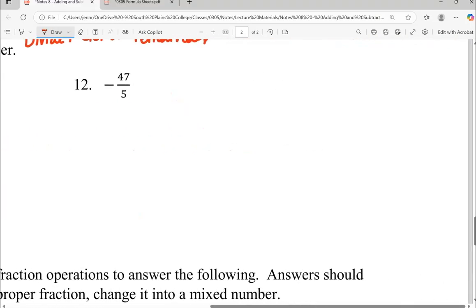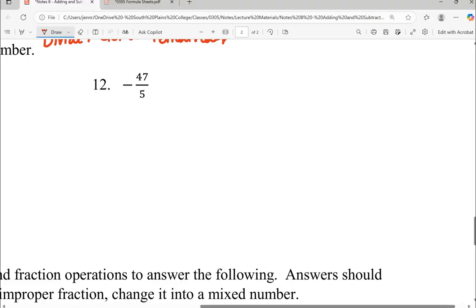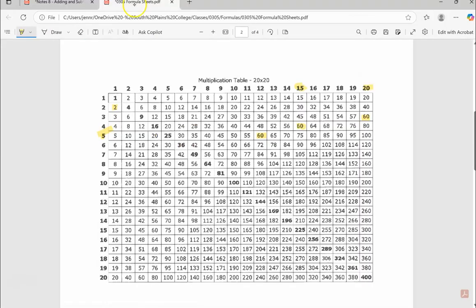Let's try that again. Number 12, I have negative 47 divided by 5. My rules say I should end up still with a negative result. But in order to change this into that mixed number, I need to take 47, the top, and divide it into groups of 5. Remember, each 5 parts will make one whole circle. Well, 5 goes into 47. Ooh, maybe we're not too sure. So look on your 5 list.